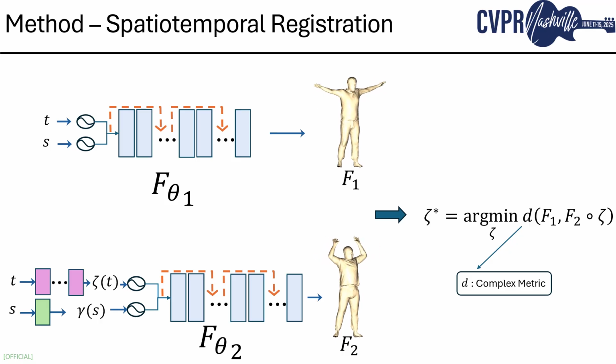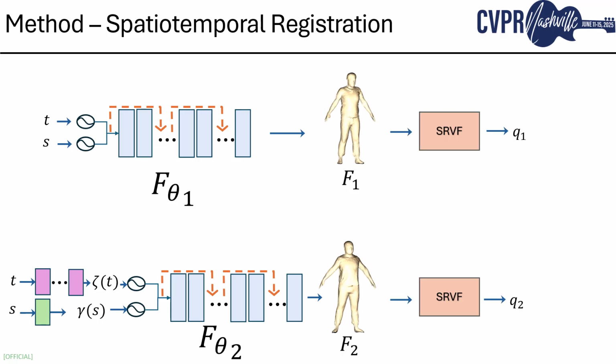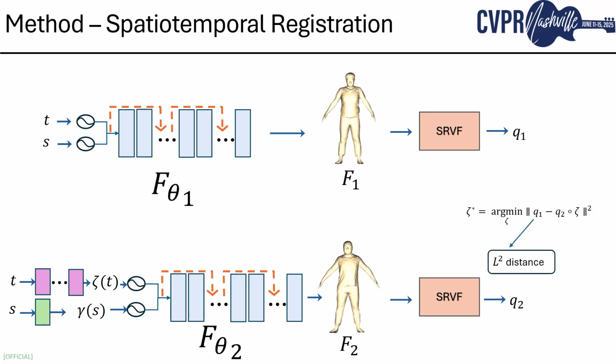However, working directly with the 4D surfaces is computationally expensive. To address this, we map the 4D surfaces to the space of square root velocity fields, where the partial elastic metric that measures bending and stretching of curves becomes an L2 metric in the SRVF space.